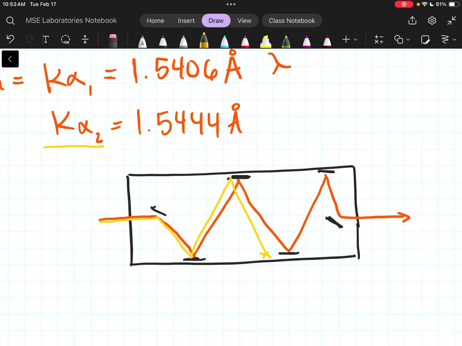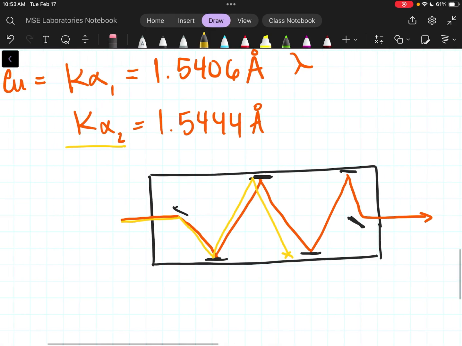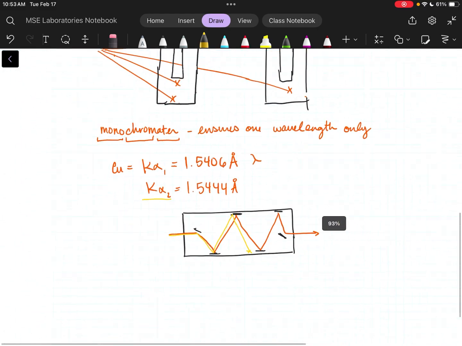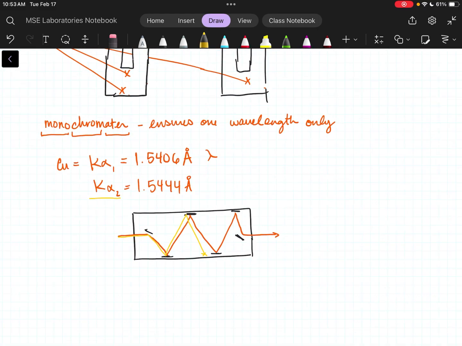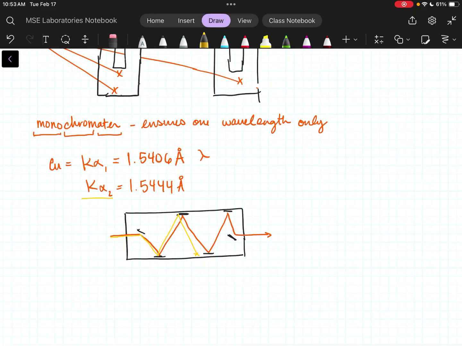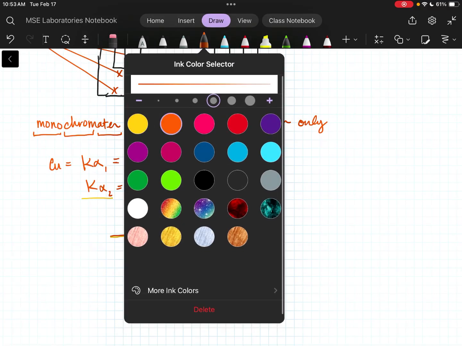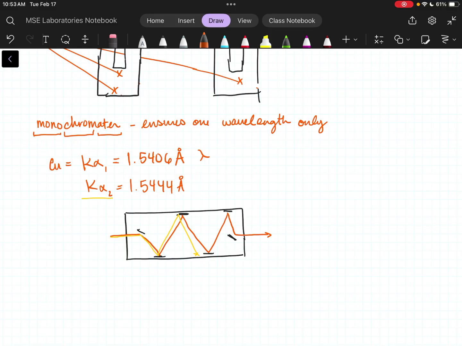This would be like using a prism to separate wavelengths of light, where we're using to our advantage the difference in the length of the wavelength. That was a silly way to put that. So monochromators can be one way to make sure we have only one wavelength coming through.